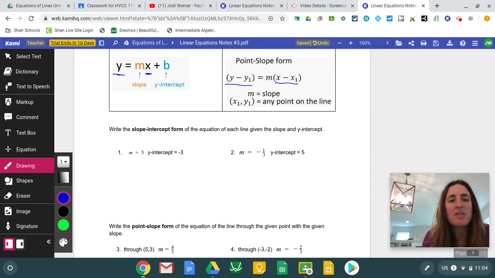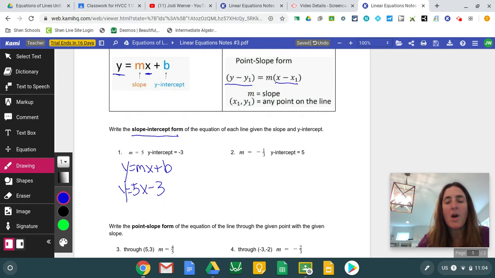So this first part says find it in slope intercept form. So that's y equals mx plus b. And in this case, they tell me my m is 5. So now I have 5x, and my b is -3. Y equals 5x minus 3. Done. Piece of cake. Let's try this guy.